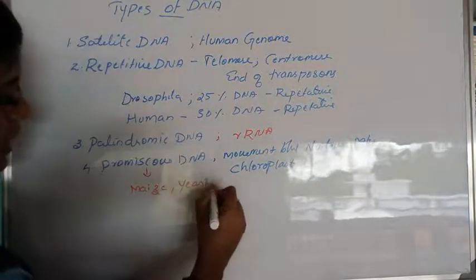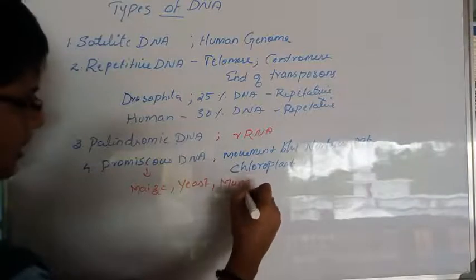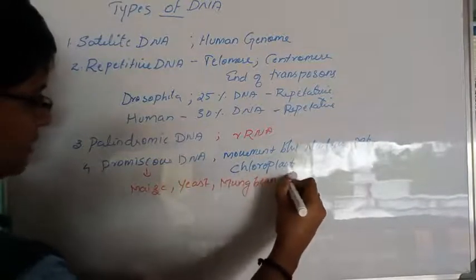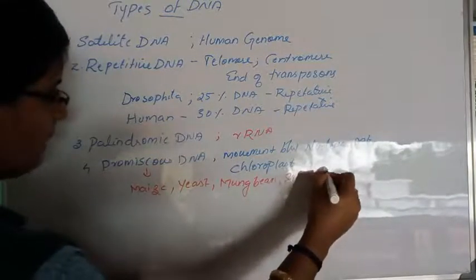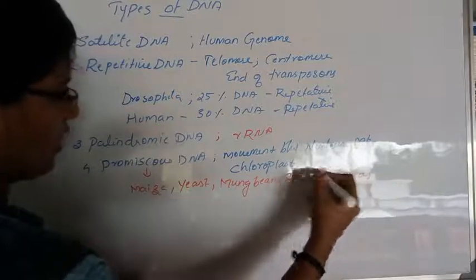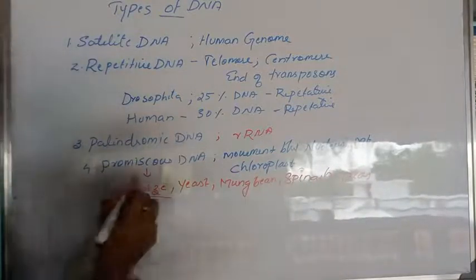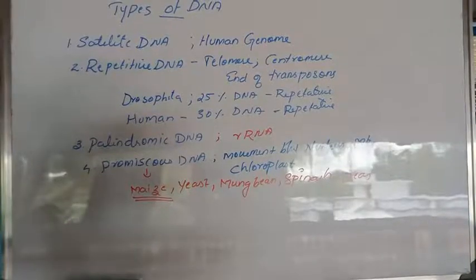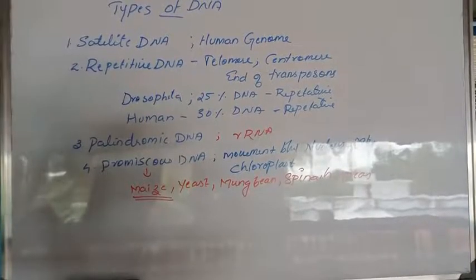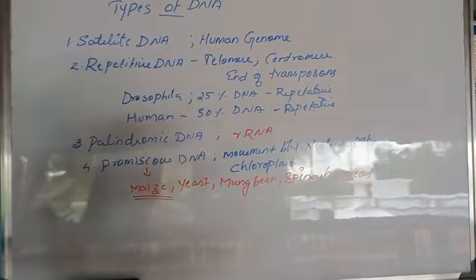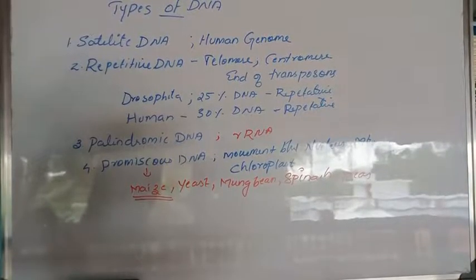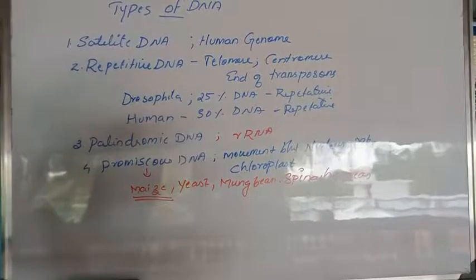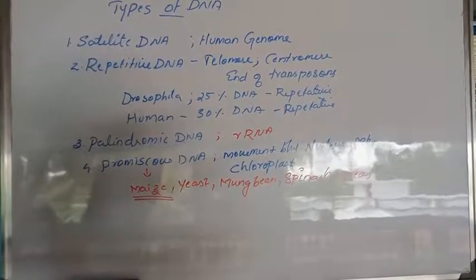Yeast, mung bean, spinach, peas, etc. So first it was discovered in maize at Cambridge University, and later it was also found in some other organisms like yeast, mung bean, spinach, peas. Then we already discussed what repetitive DNA is: multiple copies of DNA having the same or almost the same base pairs, which are tandemly arranged.